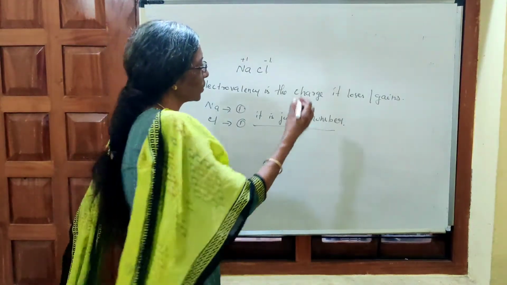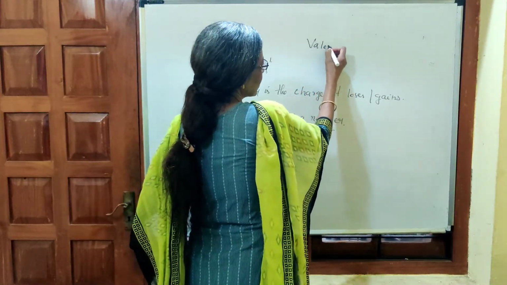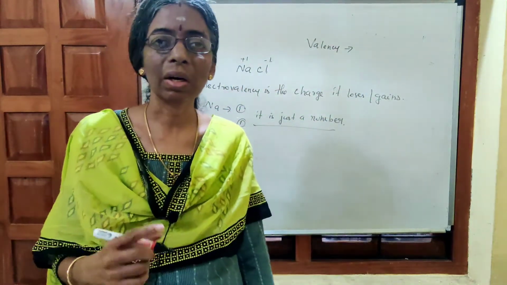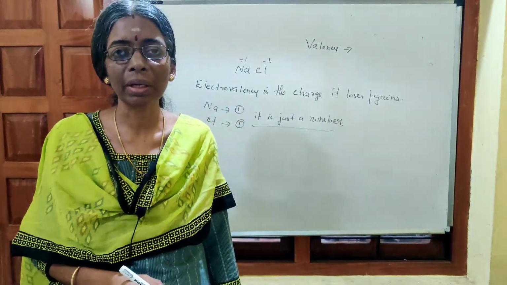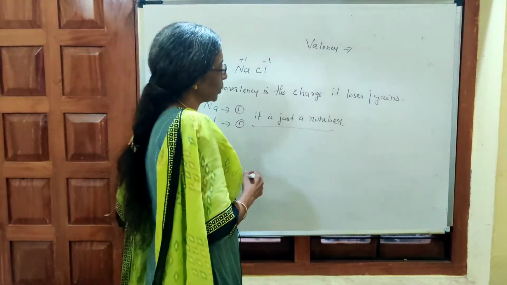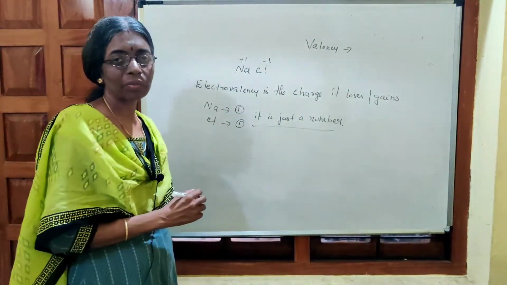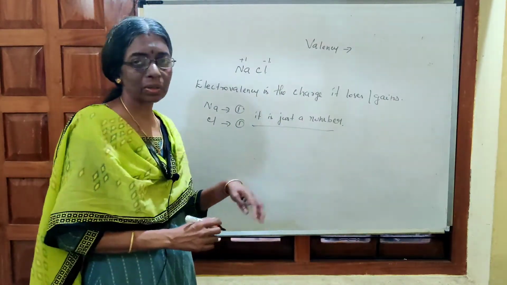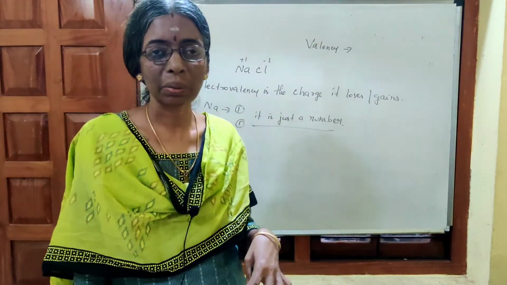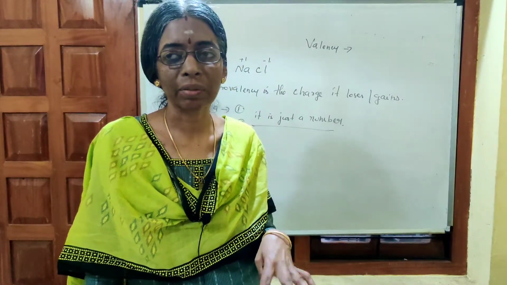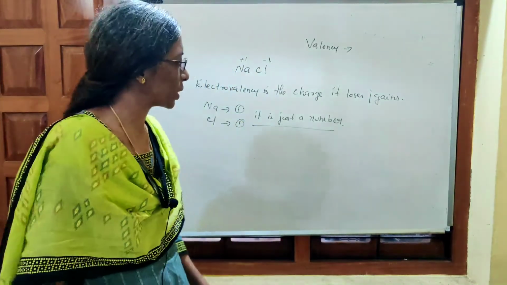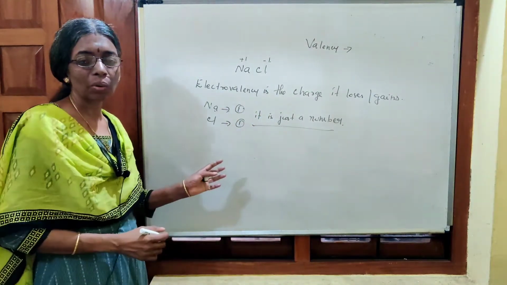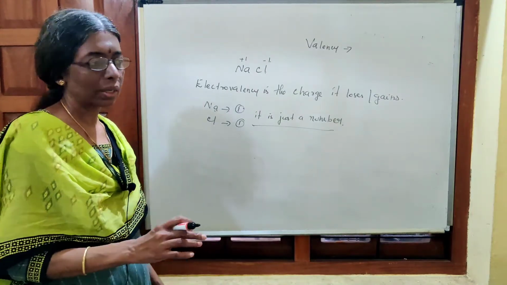You see here, children, you see valency. You might have studied it in 9th or 10th. What is valency? Number of electrons gained or lost or shared during chemical combination. So valency, we know this one. In case of ionic compounds, we use the term electrovalency. What is electrovalency? Number of electrons lost or gained during the bond formation. Which bond formation? Ionic bond formation. So here Na loses one electron, so 1. Chlorine gains one electron, so it is 1. Just a number.